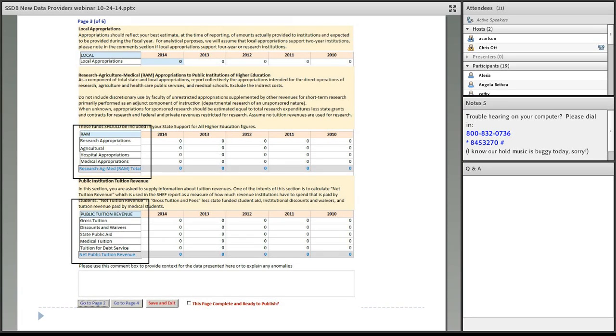And then because we're backing out the appropriations for medical and vet students or vet schools, we want to back out the tuition revenue that comes from those students. So that's reported under medical tuition. And then finally, any tuition for debt service is reported here as well. So we then calculate net tuition revenue by starting with the gross tuition, backing out discounts and waivers, backing out state public aid, and backing out medical tuition. The tuition for debt service is included in net tuition, but it's not included in the total educational revenue metric.